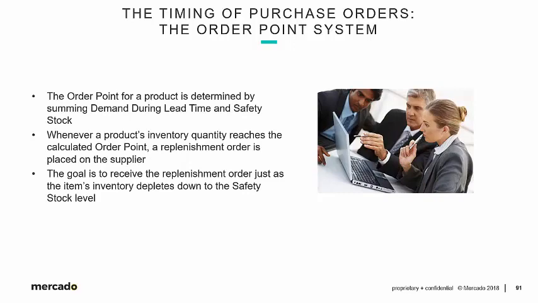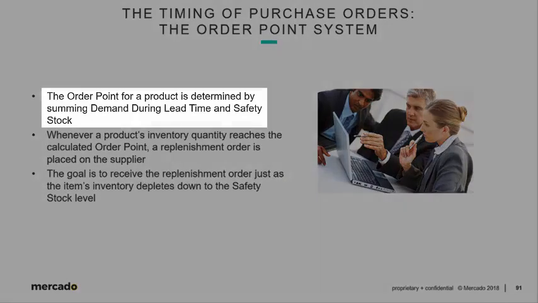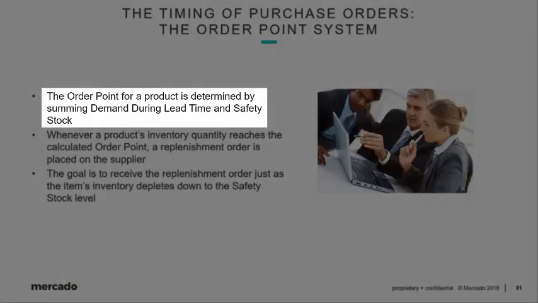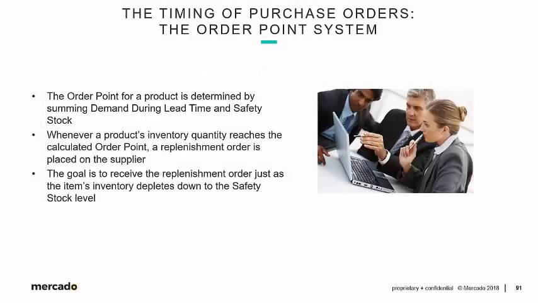Essentially, and this is very limited math, but really important, the order point for a product is determined by adding demand during lead time and safety stock. Again, the order point, while driven by time, the unit of measure is actually in the units of the product. That's why we need to know what's the demand during lead time for a product plus its safety stock. And the deal is, at the end of the day, whenever a product's inventory quantity reaches the calculated order point, demand during lead time plus safety stock expressed in units, a replenishment order is placed on the supplier.